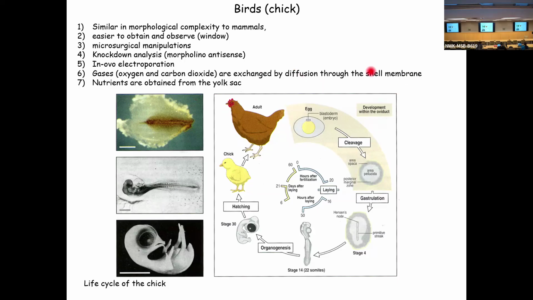The nutrients are obtained from the yolk sac, all right? We don't need the placenta, we don't need the maternal circulation. The nutrients are obtained from the yolk. So there are differences, but there are similarities. And depending on what you want to study, you can choose to study the chick or not. You're not going to study, for example, placental development in the chick because there's no placenta, period, okay?